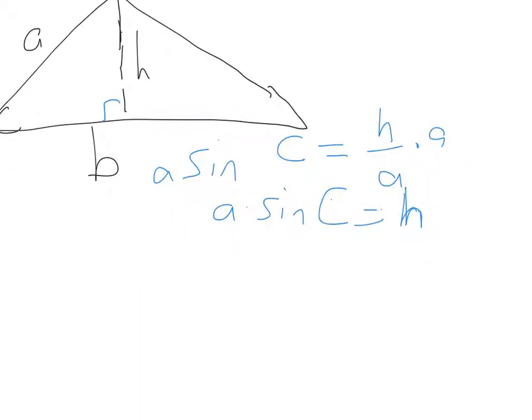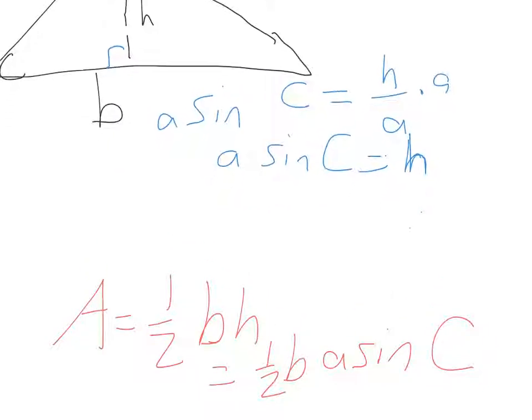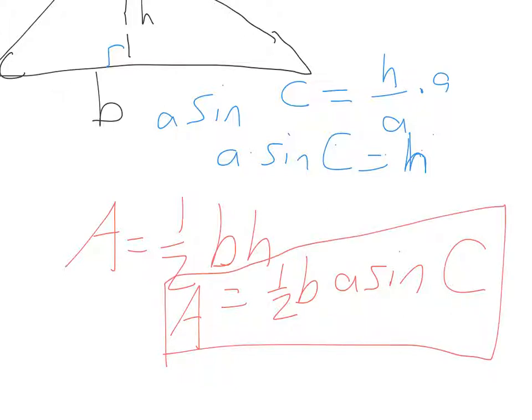So now that we have the formula for the height, we can plug this in to the formula we did have. 1 over 2 times B times H would be 1 over 2 times B times A times the sine of angle C. We're using this formula right here.